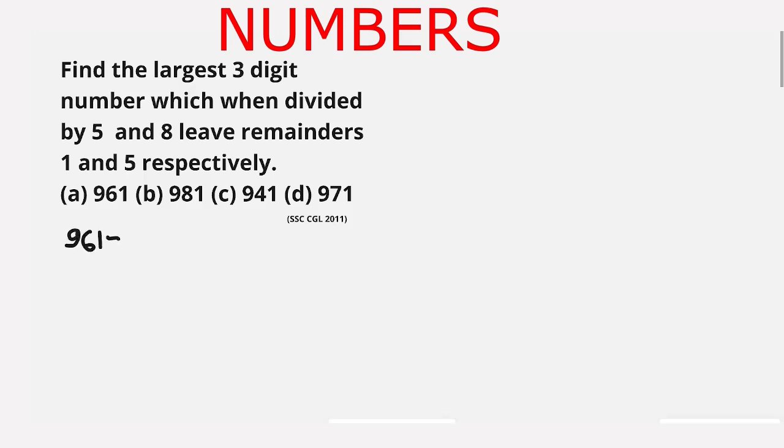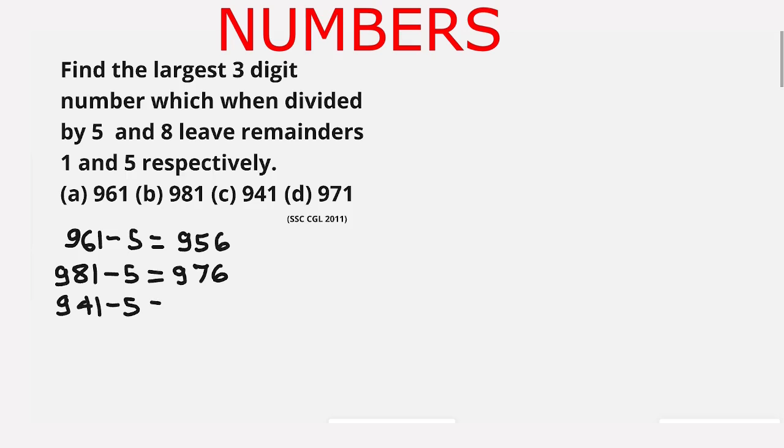961 minus 5 is 956, and this number is not divisible by 8. 981 minus 5 is equal to 976, and this number is divisible by 8. 941 minus 5 is 936, is divisible by 8, and the last option is 971 minus 5 is 966, is not divisible by 8.